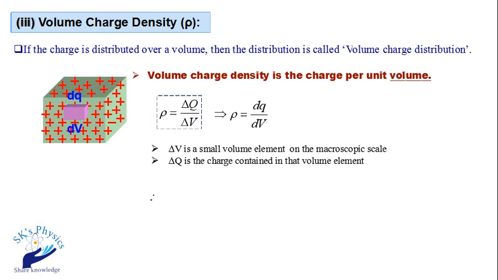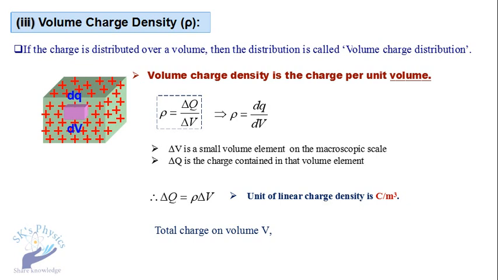Therefore, delta Q is equal to rho delta V. And the unit of volume charge density is coulomb per meter cube. The total charge on volume V, Q is equal to volume integration rho dV.